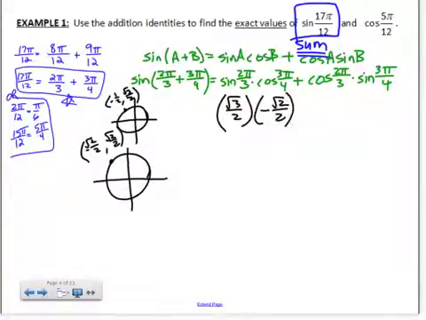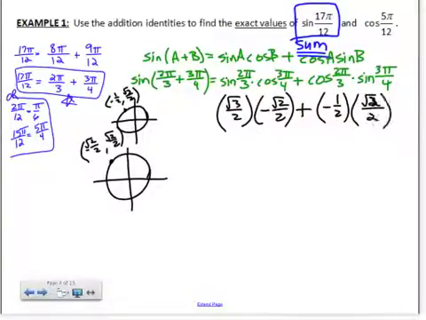Once again, notice how we like that in parentheses, right? Especially since we're multiplying. Cosine of 2 pi over 3, parentheses, -1/2. Sine of 3 pi over 4, square root of 2 over 2. And now we're going to do our work.